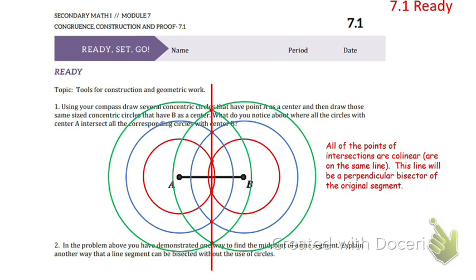Now, do you really need all the circles? No, we could have done this just with the red circles. We could just draw one pair of circles where they intersect, and that would have been enough to be able to draw that perpendicular bisector. Now, that point where that perpendicular bisector intersects AB, that's the midpoint of AB.